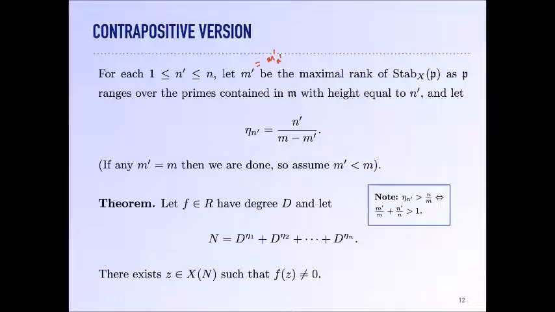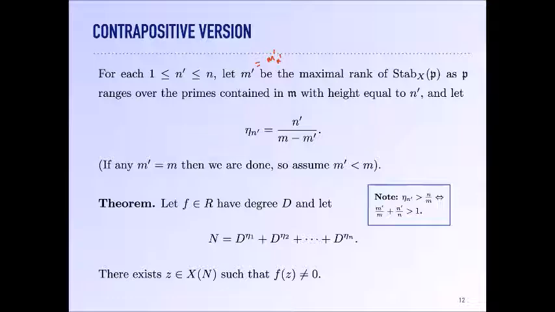So the point of this change of variables, or this invariant, is that what we actually want to show is that eta n prime is greater than n over m if and only if m prime over m plus n prime over n is greater than 1. This is just an algebraic manipulation of variables.